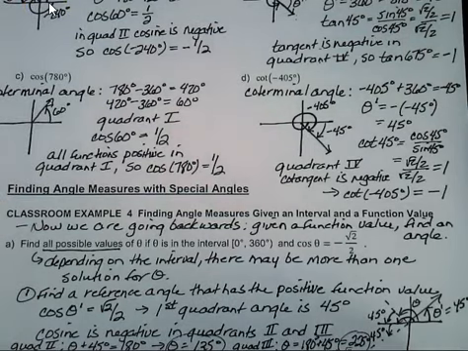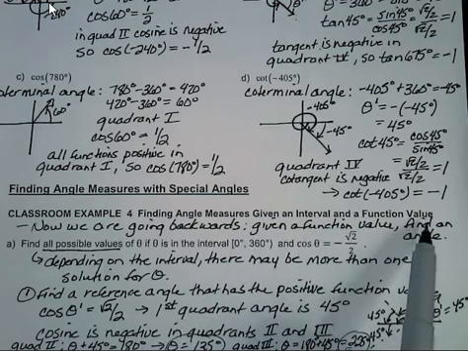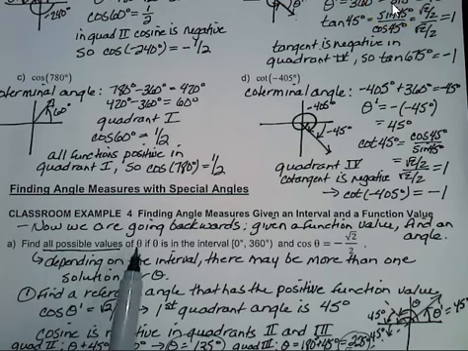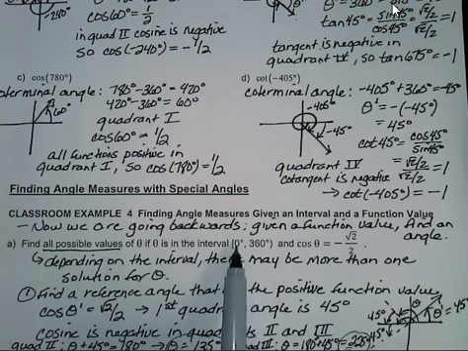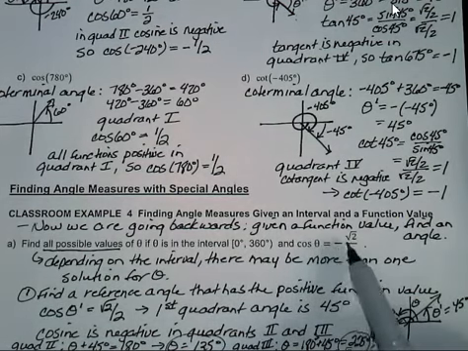Now we're going to do something a little bit different. This time, instead of having the angle and finding the function value, we're going to go backwards. So we're going to have a function value, and from that we want to find an angle. In this problem, we're trying to find all possible values of theta if theta is between 0 and 360, and we have this value for the cosine.